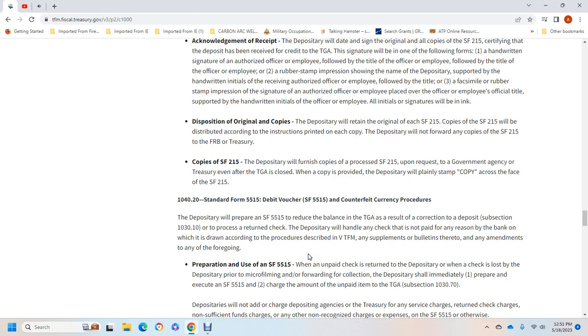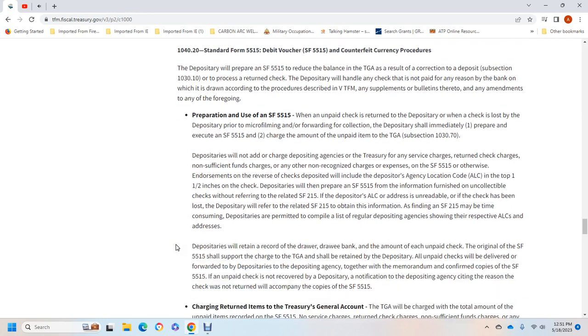1040-20, Standard Form 5515, debit voucher and counterfeit currency procedure. The depositor prepares Standard Form 5515 to reduce the Treasury General Account as a result of the correction of the deposit of subsection 1030-10, or to be filed with the returned check. The depositor will handle the check not paid, with any of the reasoned balance by the bank, withdrawn according to the prescribed Treasury Financial Manual, supplements thereto, and amendments to any of the foregoing.